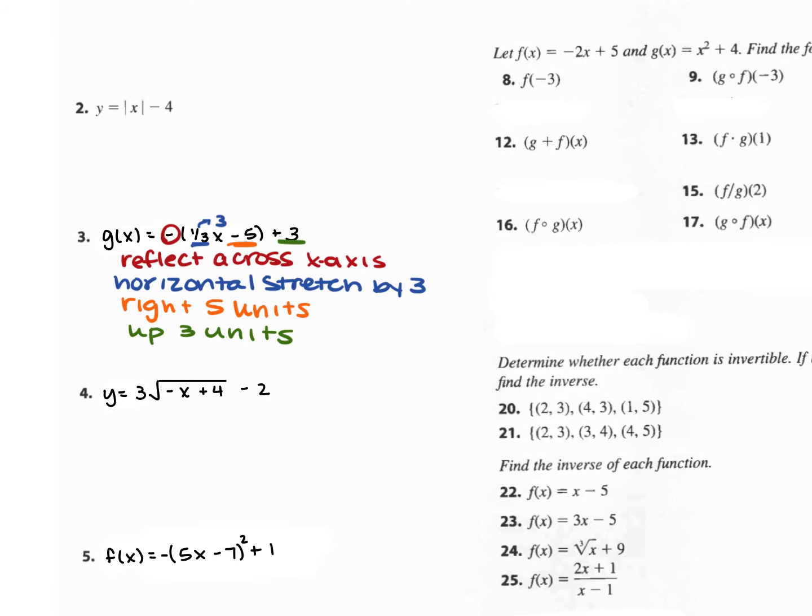Inside the parentheses, if you have a coefficient of x greater than 1, once you take the reciprocal, you have a horizontal stretch. If it's between 0 and 1, once you take the reciprocal, it's a horizontal compression. Remember also, left or right is inside the parentheses. Up or down is outside, after the parentheses.